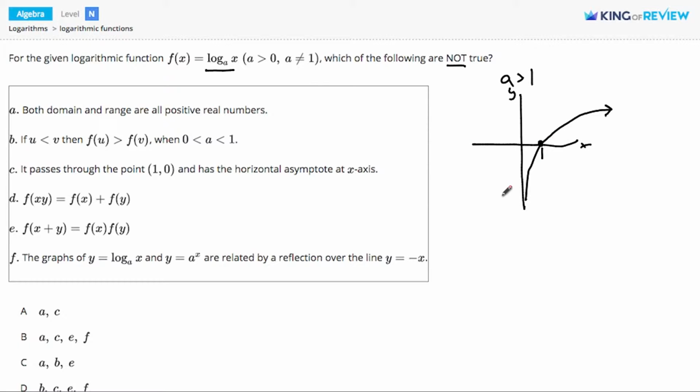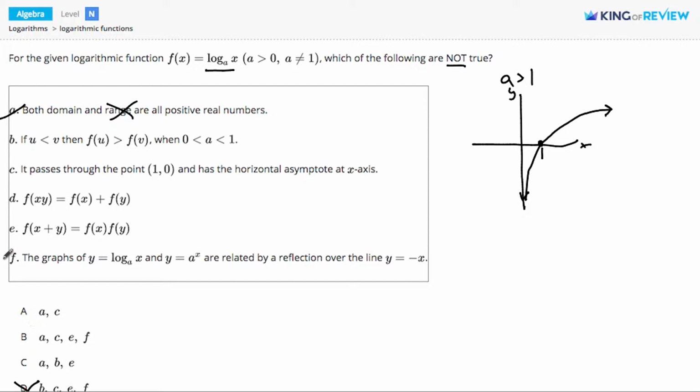Now right away we can tell statement A is false. As we can see, this graph goes into the negatives. F of x here, what a logarithmic function equals, is an exponent, and exponents can certainly be negative. So while the domain of this graph is positive real numbers, the range is not. So A is false. That's one of the ones that's going to be not true. Right away we know D is not the right answer because D does not include option A.